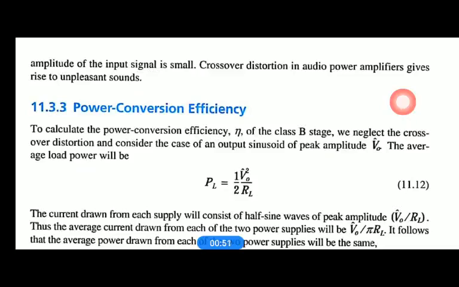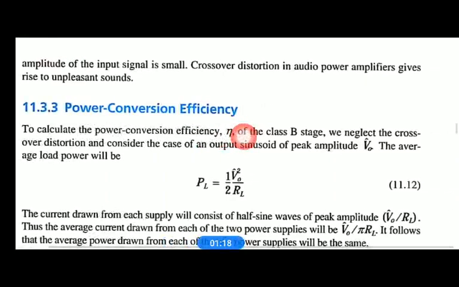Since we know that the power conversion efficiency eta is equal to load power PL divided by supply power PS, which we discussed in a Class A amplifier already in previous sessions. So eta is equal to load power PL divided by supply power PS, right?